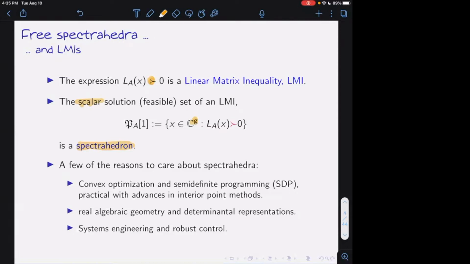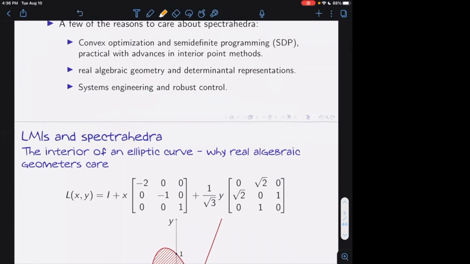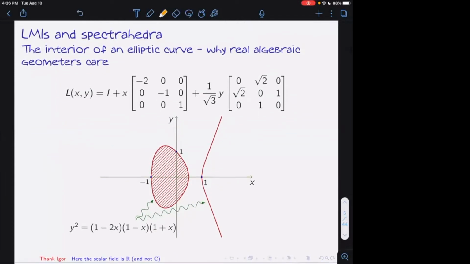They appear in real algebraic geometry, say in particular in determinantal representations, and they're sort of everywhere in engineering systems and control. Problems that you can reduce to a linear matrix inequality, you can sort of think of as solved, right? Because there are good numerical methods for them.